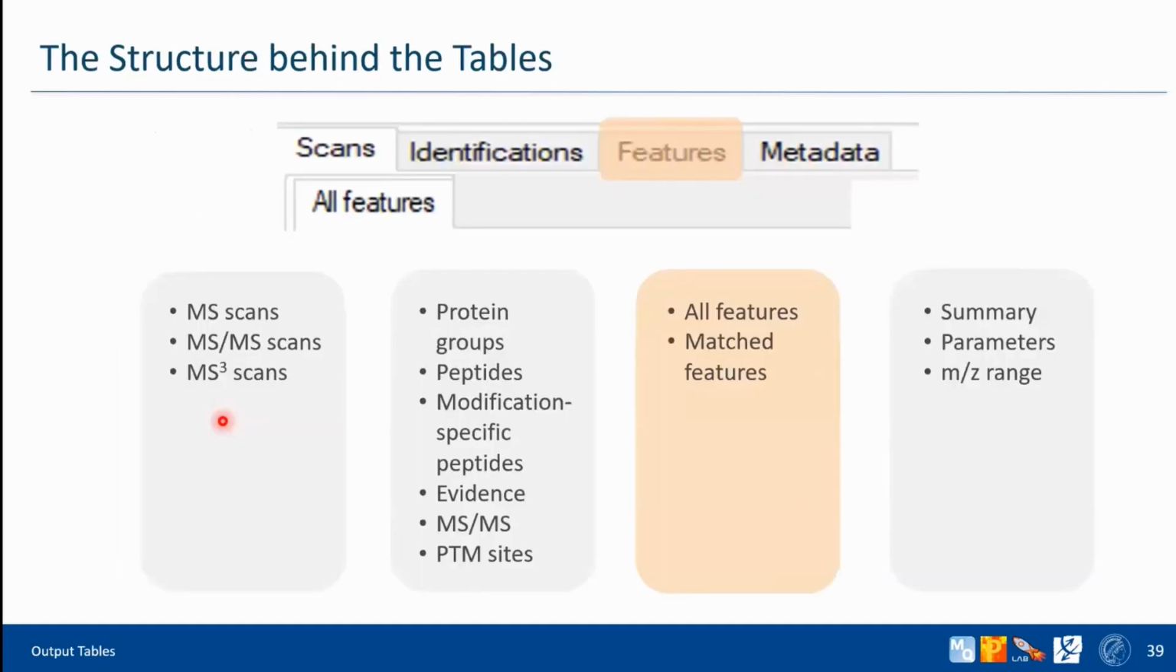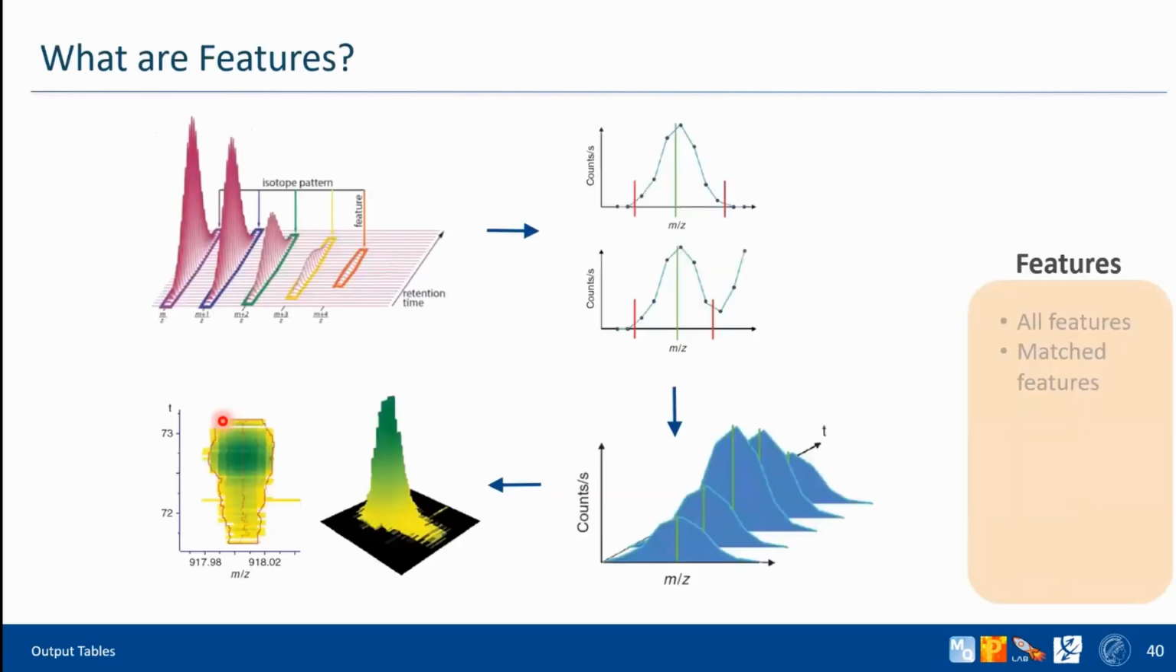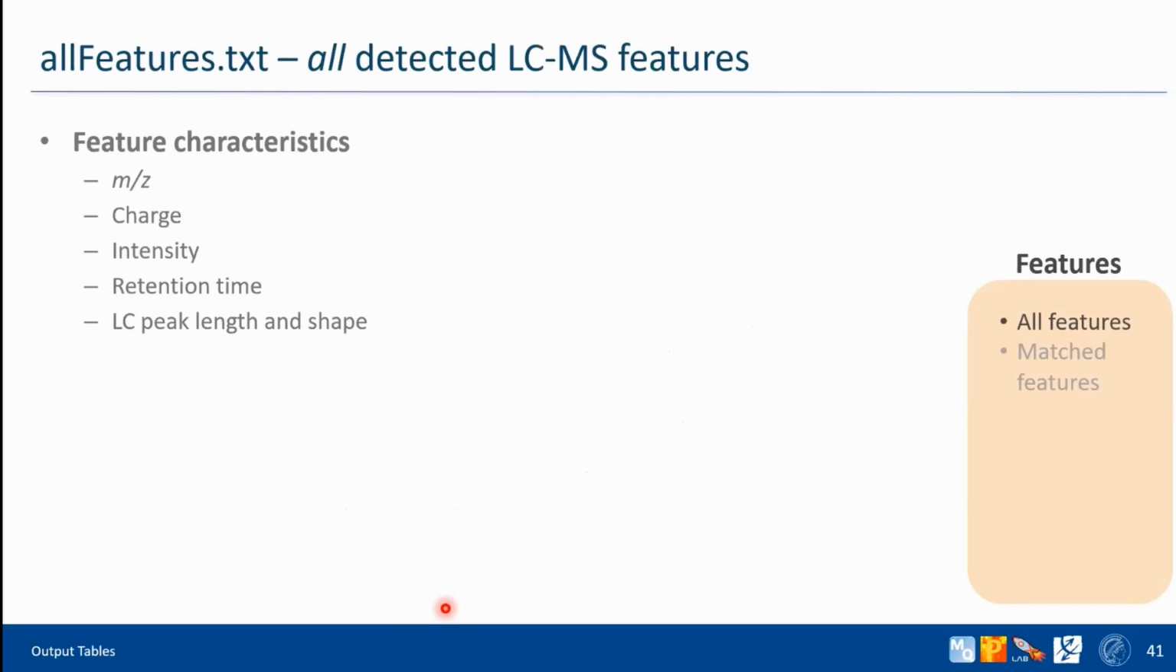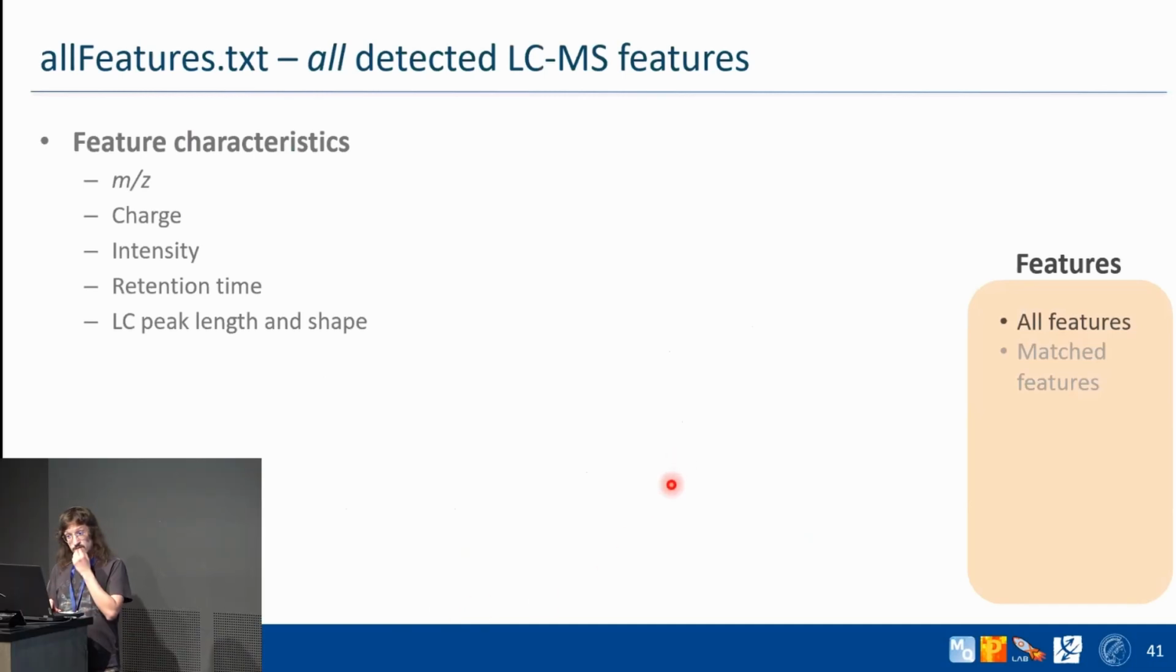Lastly, then we have the features, as I said before. Let's go again here and back to this image once again. Features and evidences are the same thing, but evidences are this information that has been translated into a peptide. Features are all of them, also those that were not identified as a peptide. So what do we have in the features.txt file? Well, we have exactly the same thing that we have in evidences. So we have M over Z, charge, intensity, retention time, and peaks.